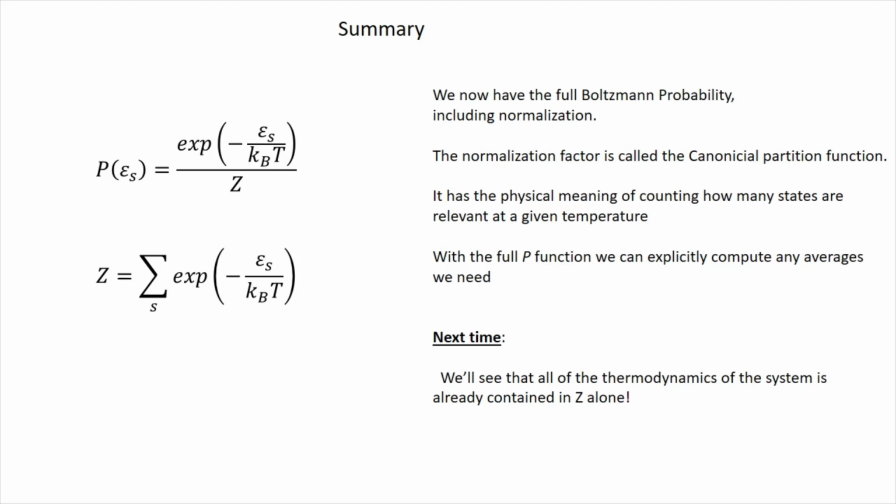Right, so here we are with the most important results probably in the whole class. We have the Boltzmann probability, which is a Boltzmann factor for energy E sub s, divided by the sum over all Boltzmann factors, which is the partition function. So the partition function is really important. It not only normalizes the probability, it has a physical interpretation that it counts relevant states at a given temperature. And these probabilities allow us to compute any averages that we need, and that's called ensemble averaging.